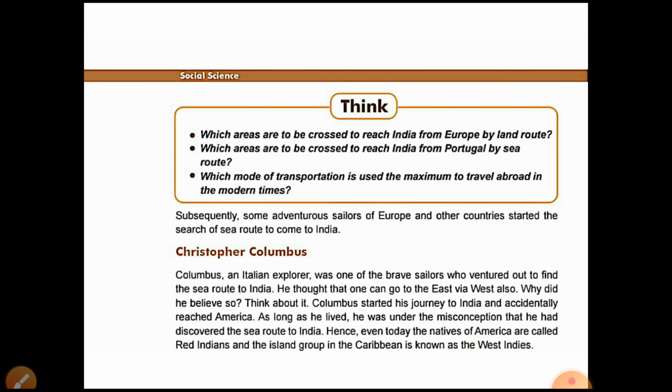Hence, even today the natives of America are called red Indians. Okay, so the land discovered by Christopher Columbus, the people who are living there are known as red Indians, and the island group in the Caribbean is known as the West Indies. Okay, West Indies, which means the islands discovered by Christopher Columbus.